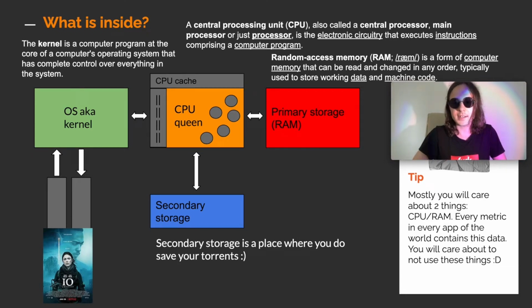Then there is the CPU. If the kernel is like the heart of your operating system, the main administrator application, then the CPU is the brain. The main thing in the CPU is that it can execute instructions. So actually it can calculate some data.